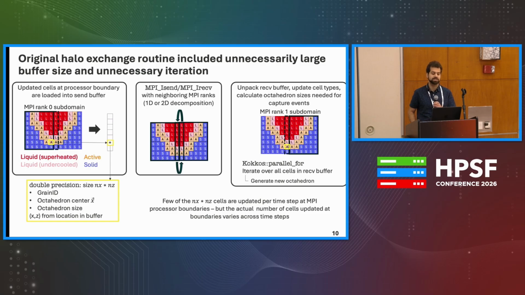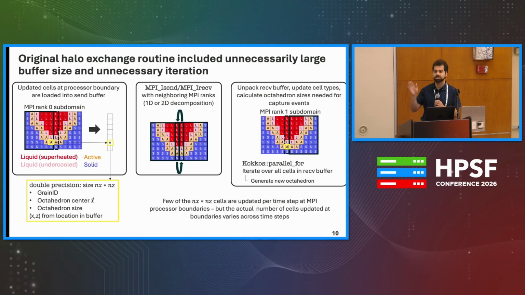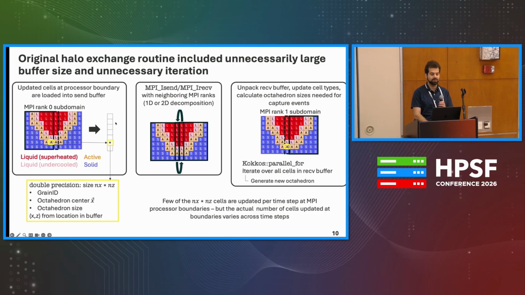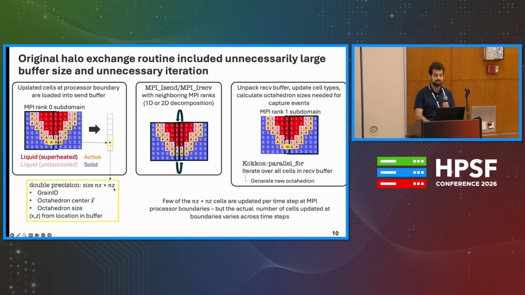The halo exchange routine, previously we were kind of sending chunks of cells. So if we had a 1D decomposition, we were loading in all of the data for cells that got updated into a position in this vector that's size nx times nz if it's decomposed, for example, in the y direction. So you have a grain ID, you have an octahedron center, an octahedron size, and based on where it is in the buffer, we know the x and z location. There's an MPI send, receive, and then we go ahead and unpack this buffer by iterating over it, seeing which cells were updated, and then updating them on other ranks.